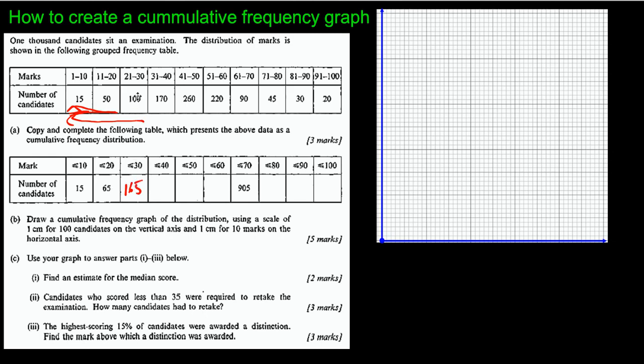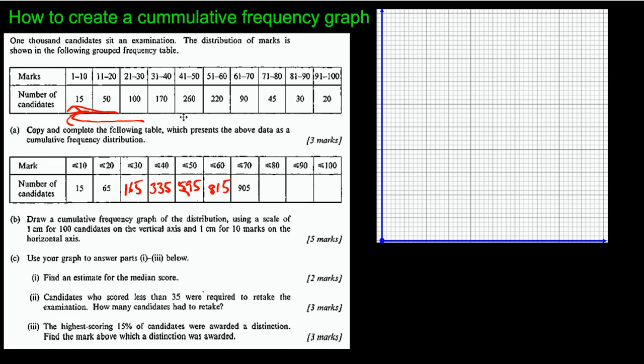So 65 plus another 100 would be 165. 170 plus 165 is 335. That's going to be the number that have less than or equal to 40. All of those added together, and so on and so on. So plus 260 is 595. Plus 220 is 815.